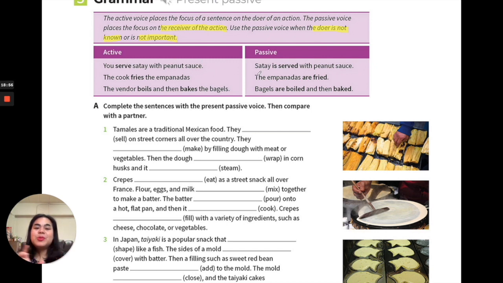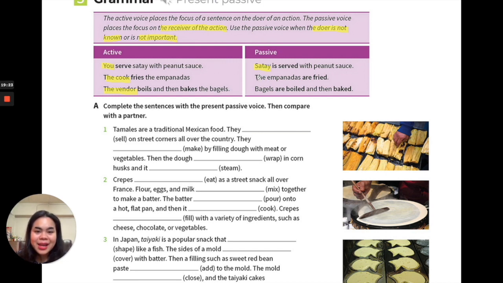The differences between active and passive, notice the form, okay? You serve satay, see? These are the subjects. You've got a person, you, the cook, the vendor. These are the doers of the action. But in real life, we normally see the food as the primary focus, okay? We don't care who served the satay, but we are more focused on the food itself.